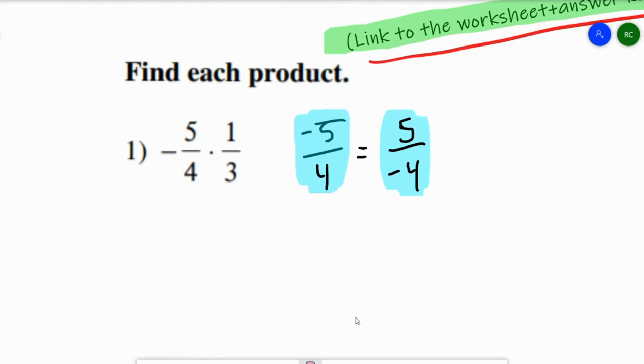So putting the negative on the bottom is correct. Putting the negative on top is correct. Putting the negative in front of the whole fraction is correct. All three of these are correct. All right, let's move on.